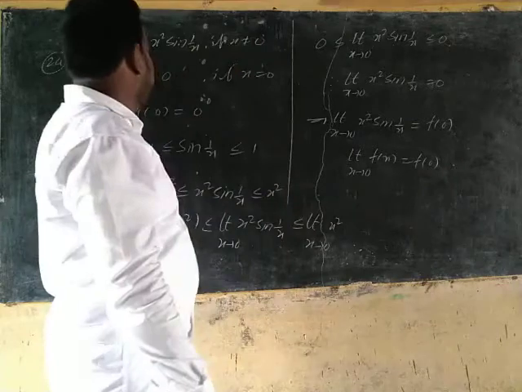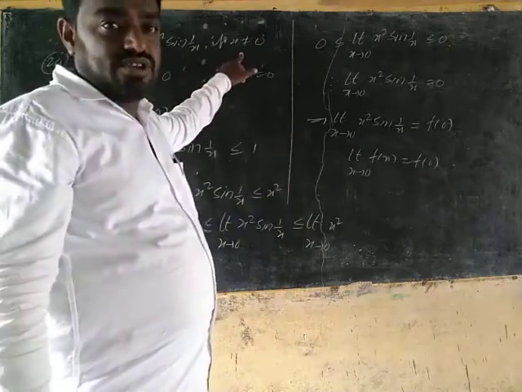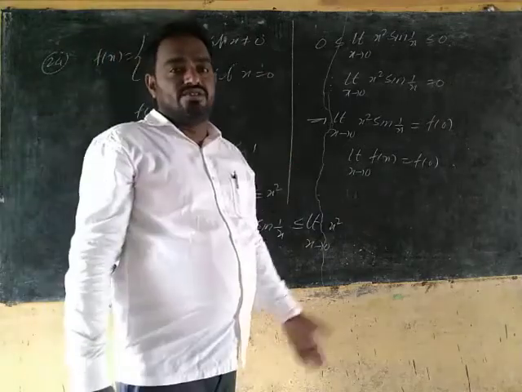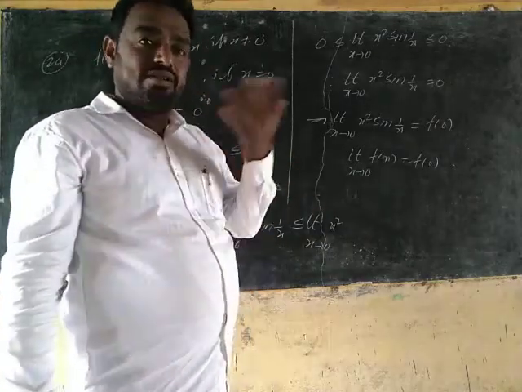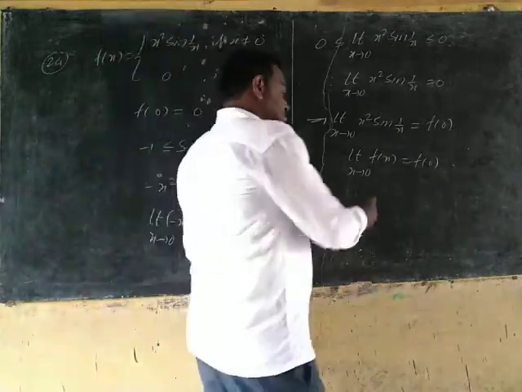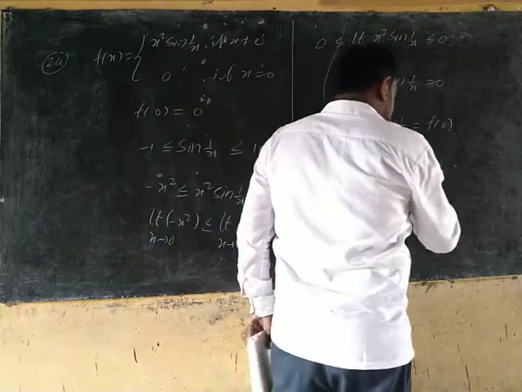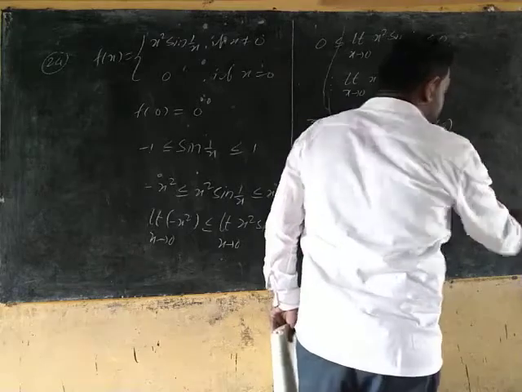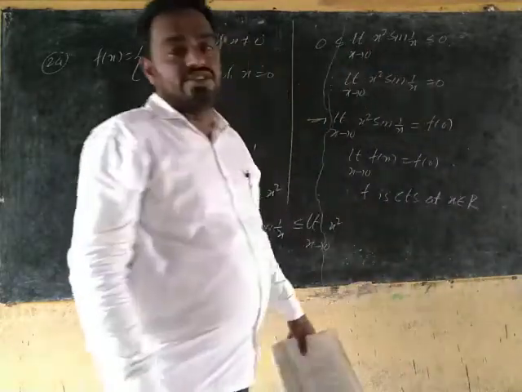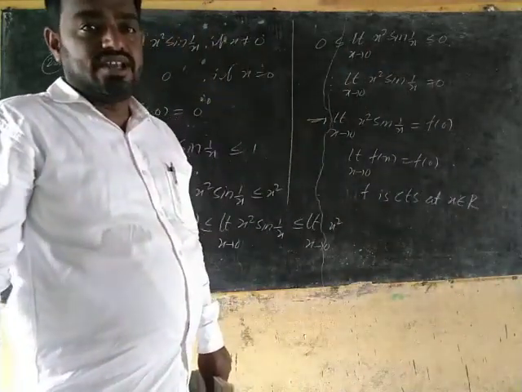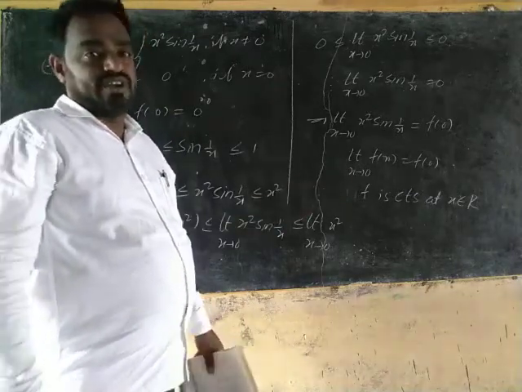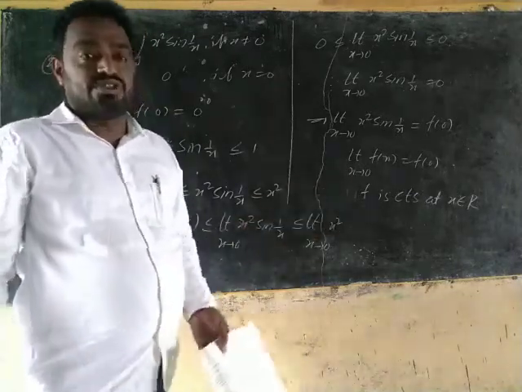This function is defined at x equal to 0, and at x not equal to 0 as well. At those points, it is continuous. That means it is continuous at all the points. That means f is continuous at all x belongs to capital R. For x belongs to R, f of x is a continuous function. Understood? So like this we are solving this question. Next.